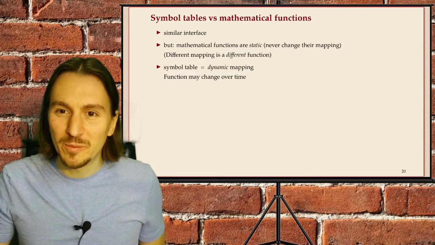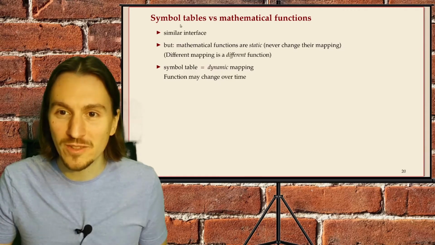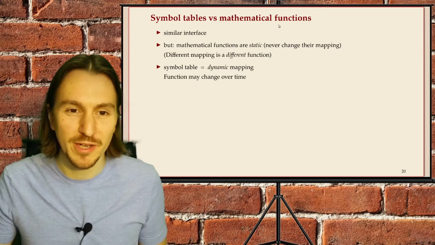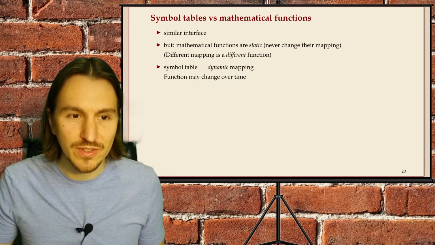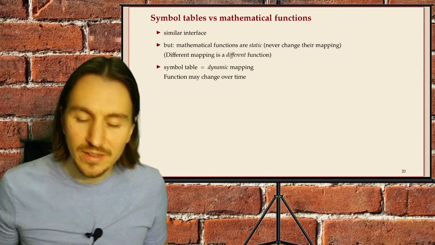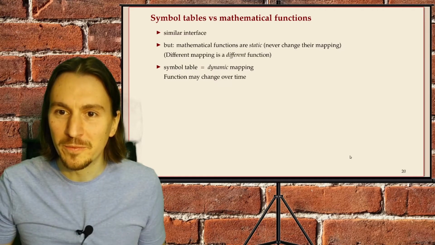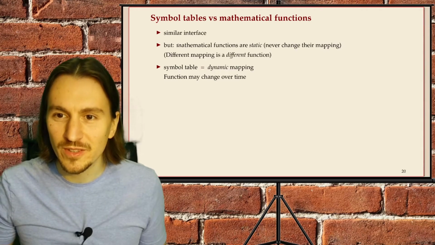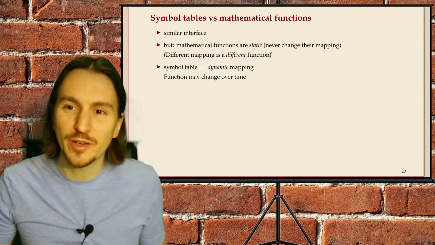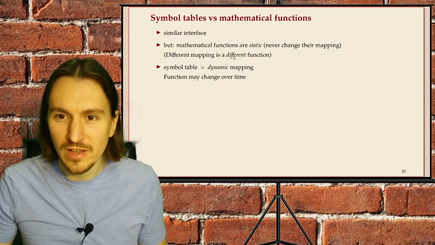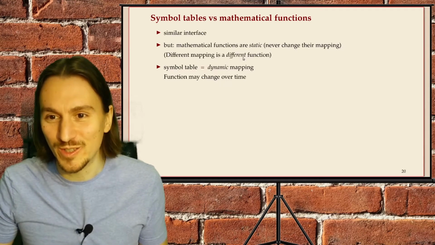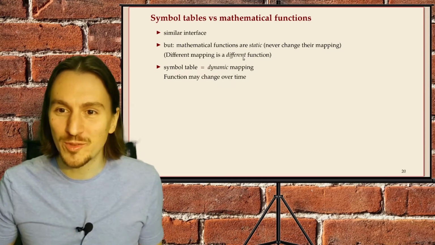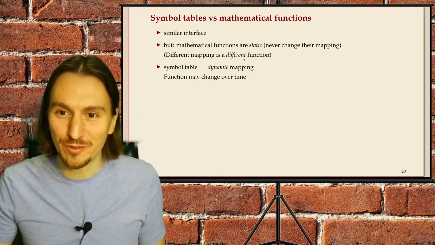I want to comment a little bit on this name. Symbol tables look very much like mathematical functions, and in particular, the name map suggests this analogy much more. They're indeed similar. The key difference is that a mathematical function is a static object that never changes. If you change the mapping in a mathematical function, then it's not really the same function anymore. It's a different function. It's a fixed object. It's immutable. It's a value, if you want.